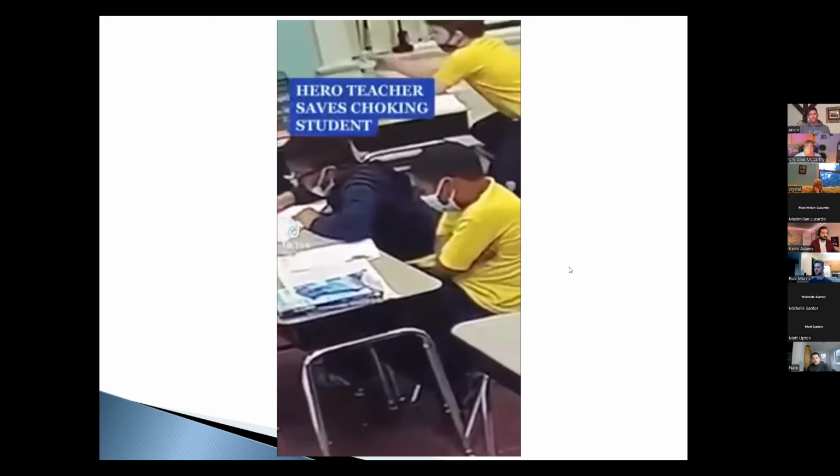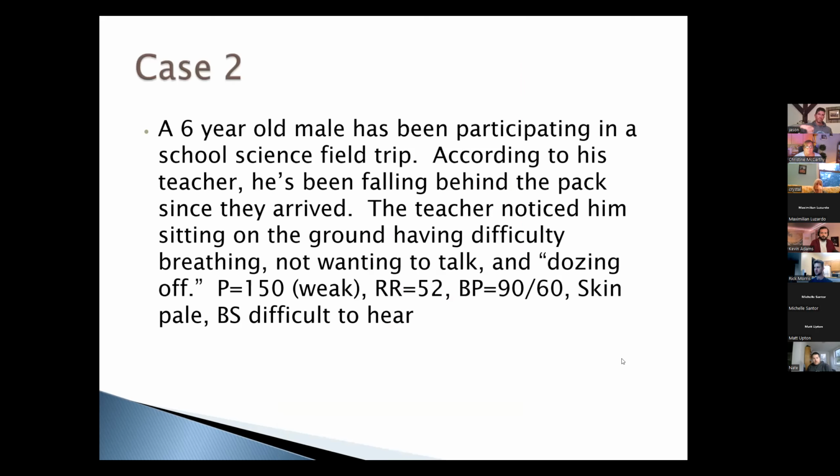Oh, we don't need to see this again. Okay, we got another case here. A six-year-old male has been participating in a school science trip. According to his teacher, he's been falling behind the pack since they arrived. The teacher noticed him sitting on the ground, having difficulty breathing, not wanting to talk, and seemingly dozing off.